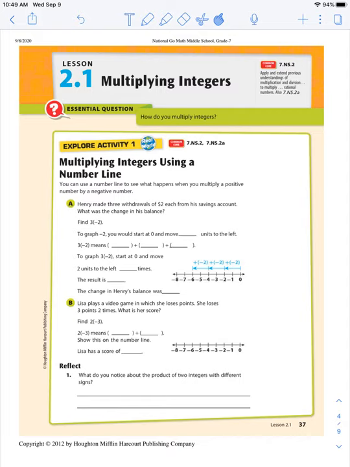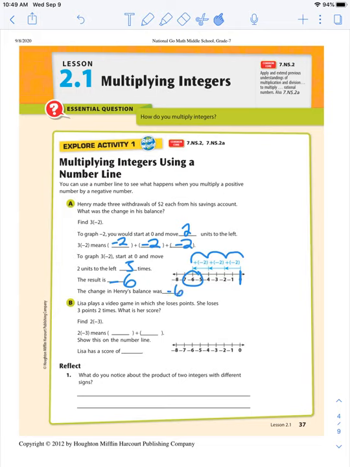To graph negative 2, you would start at 0 and move 2 units to the left. 3 times negative 2 means we're going to do that 3 times. So we're going to do negative 2 plus negative 2 plus negative 2. So we start at 0 right here, and then we move negative 2, negative 2, negative 2. 3 times. The result is negative 6. So the change in Henry's balance was negative $6.